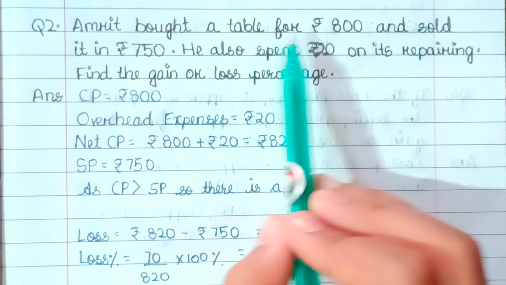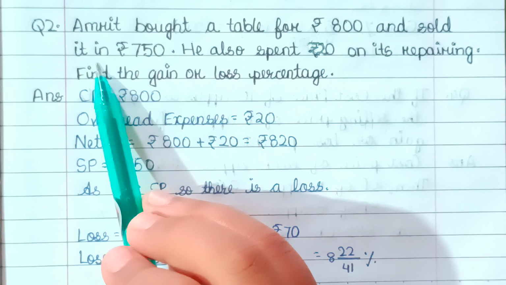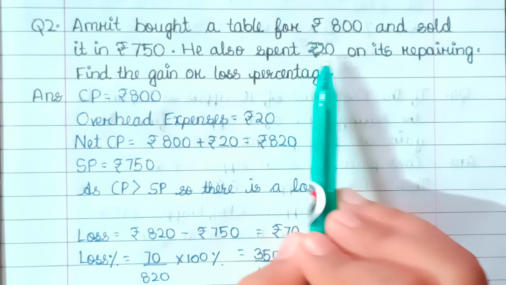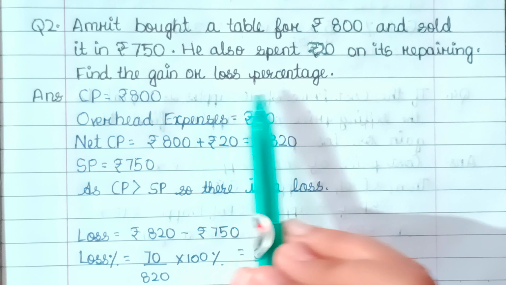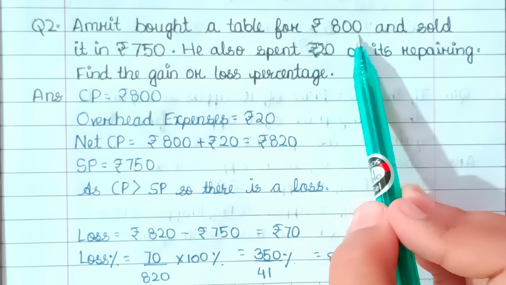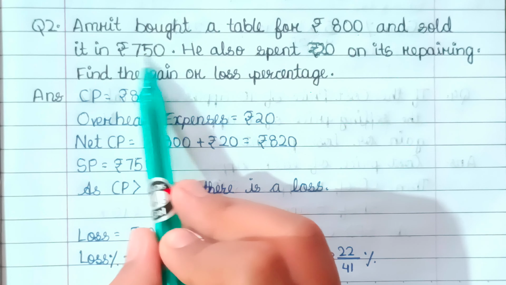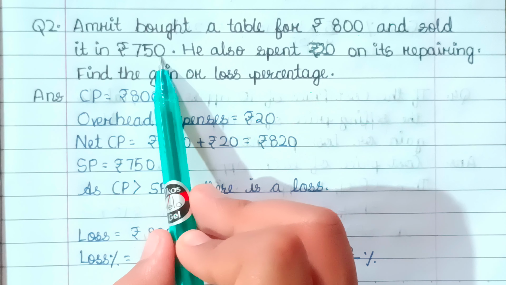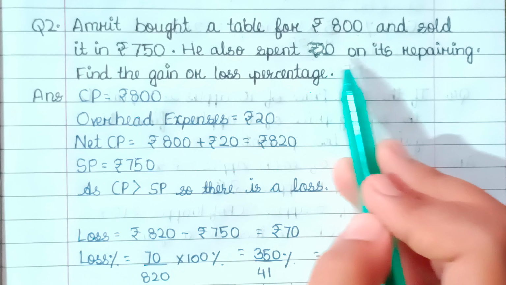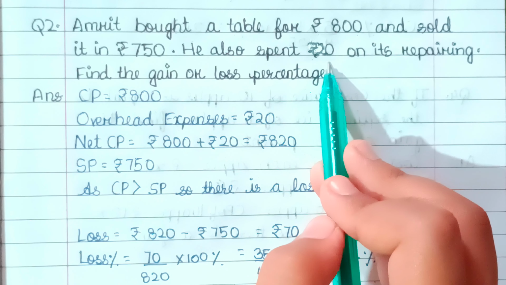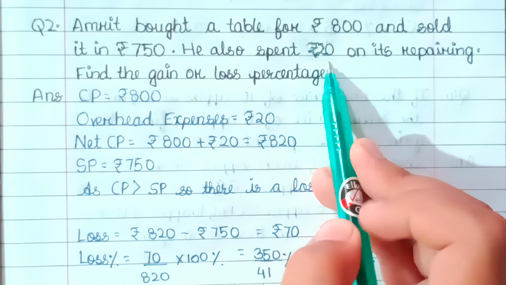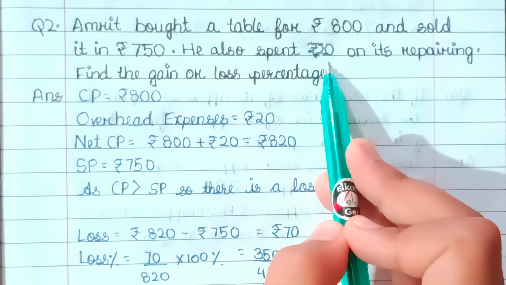Amrit bought a table for rupees 800 and sold it for rupees 750. He also spent rupees 20 on its repairing. Find the gain or loss percentage. So here it is given the CP, that is 800, and the SP, that is rupees 750. Now it has also told that he has spent rupees 20 on its repairing. Means there must be some defect in that. So he has repaired the table and he has spent rupees 20 in repairing it.